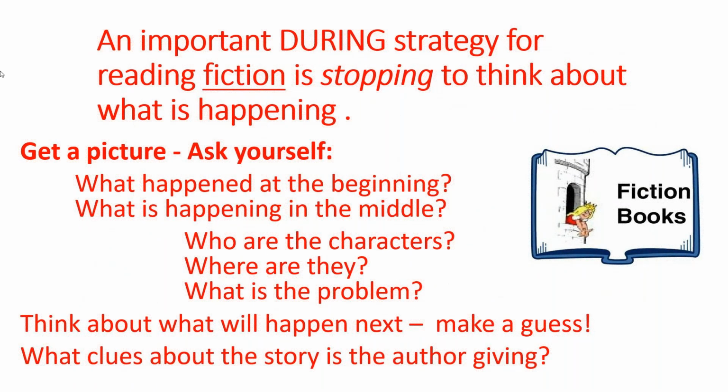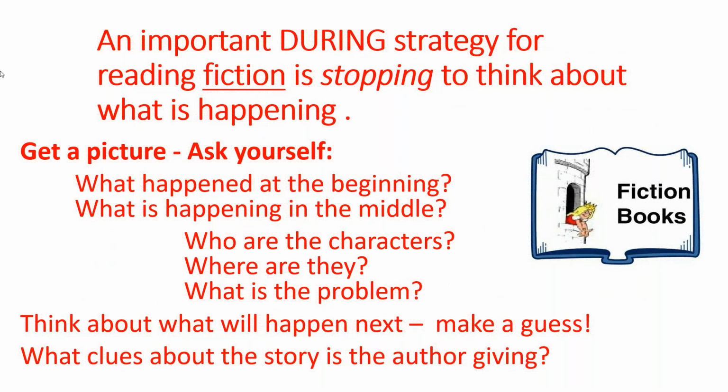So an important during reading strategy for fiction is stopping to think about what's happening in the story. So try to get a picture of what's happening in the story. What happened at the beginning? And so at the beginning, such and such happened. And now in the middle, this is happening. Ask yourself, who are the characters? Who seems important? Where are they? And this will give you the setting.